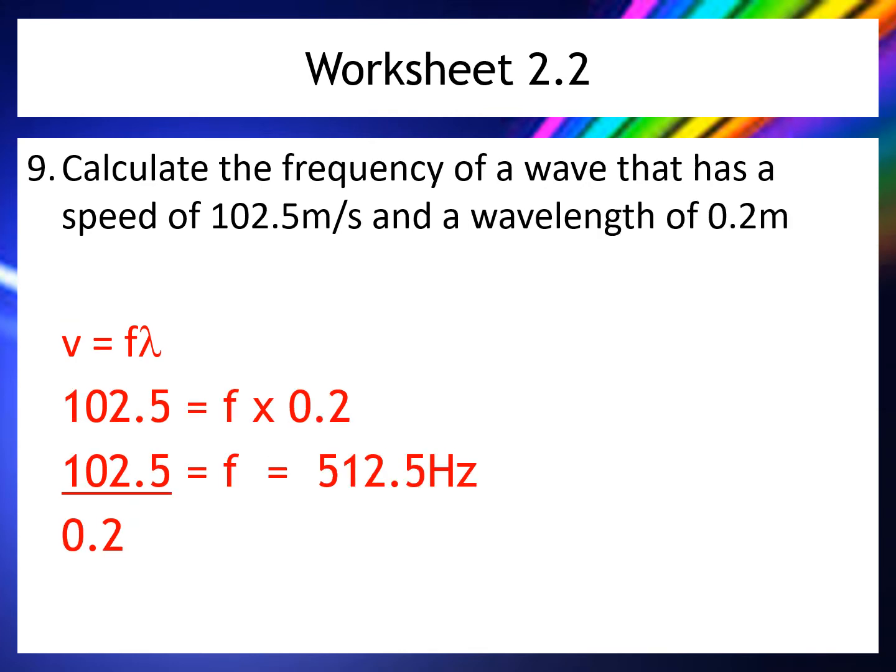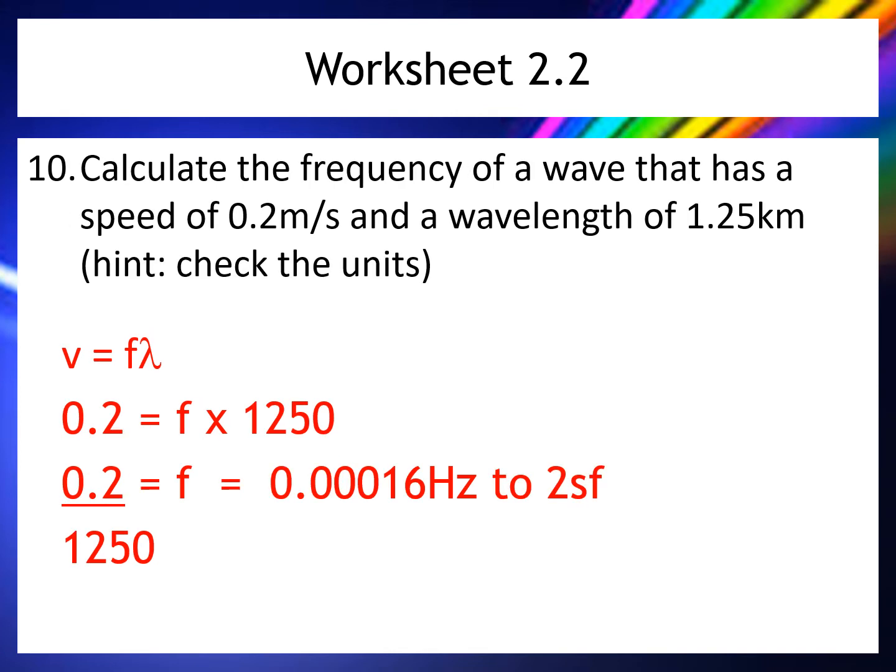Again, we're using v equals f lambda, and I put the numbers in under the equation first. So 102.5 equals f multiplied by 0.2. I then need to divide through to get f on its own on the other side. 102.5 divided by 0.2 gives me 512.5 Hertz.